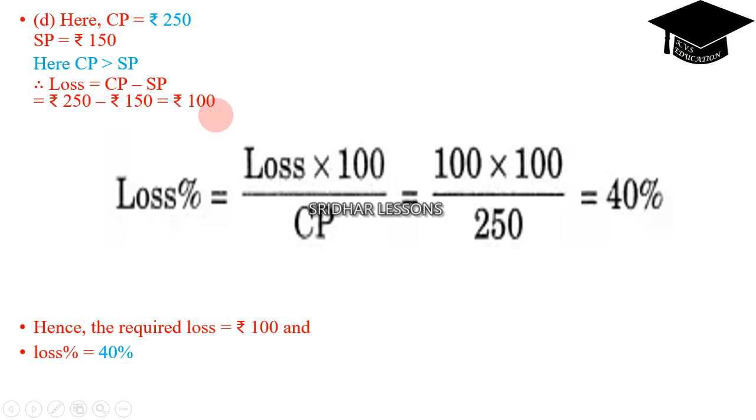This is in value. So loss percentage is equal to loss into 100 by cost price. How much loss is it? It is 100. So 100 into 100 by 250. Upon cancellation, we get 40%. Therefore, the required loss in terms of value is 100 rupees and in terms of percent it is 40%, as we have just calculated.